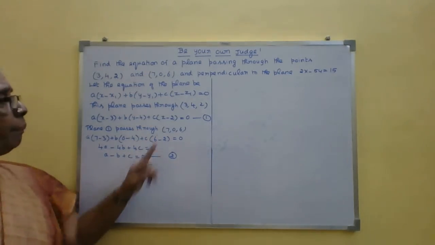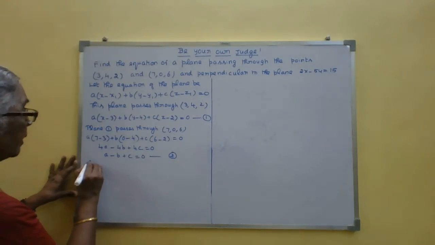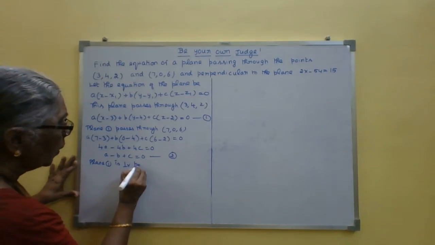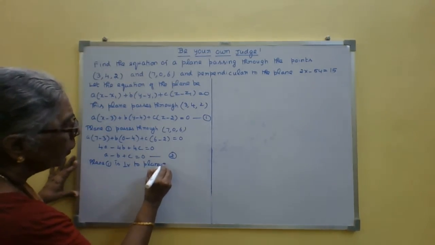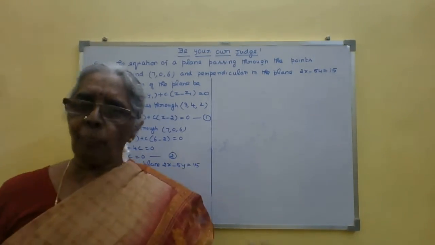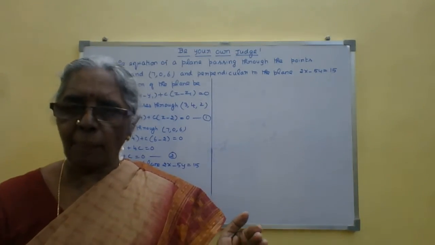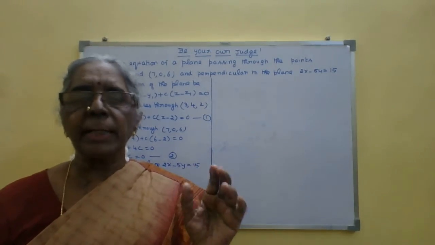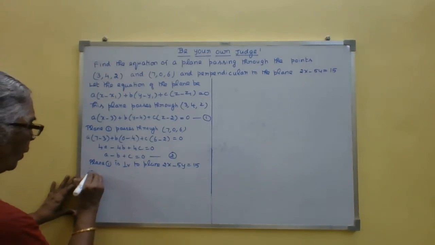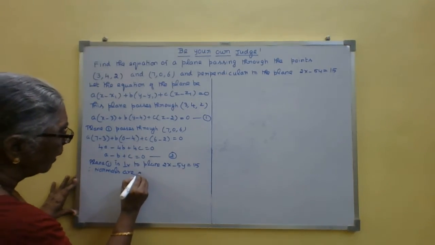Now it is given the plane 1 is perpendicular to that plane. So let me write that. That is plane 1 is perpendicular to the plane 2x minus 5y is equal to 15. You know when two planes are perpendicular, their normals are perpendicular. And when two normals are perpendicular, the sum of the product of the drs is equal to 0, right? That concept we are going to use now. The planes are perpendicular, therefore normals are also perpendicular.